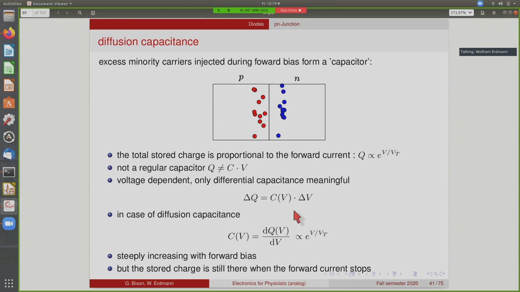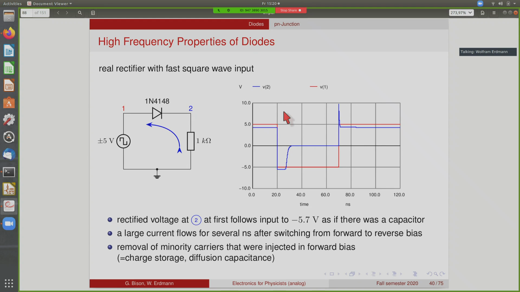It's not an ordinary capacitance, it's just a differential capacitance. For this diffusion capacitance with this exponential behavior, you can take the derivative with respect to the voltage, and you again get this exponential. So this differential diffusion capacitance increases steeply with forward bias. However, when you instantly change the voltage, the charge is still there. It does not disappear instantly, but it has to flow out again, and this is why you have this large storage time, because the current is limited by the resistor. It cannot disappear instantly. It has to flow through this resistor, and that limits the current that goes out.